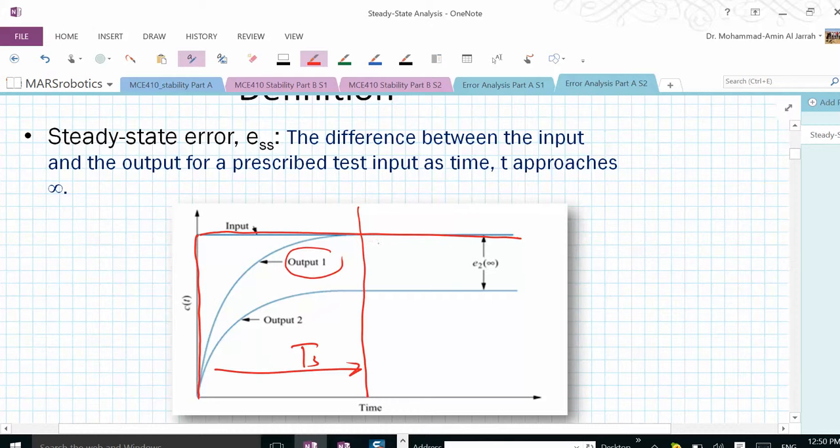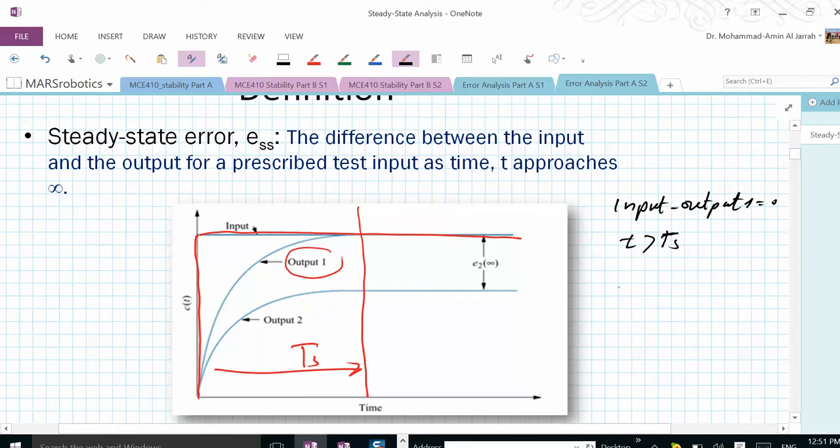The system output is equal to the input, and there is no error. This here is for output 1 and input 1. So if I write input minus output 1 equals 0 for t greater than ts. So the error goes to 0.